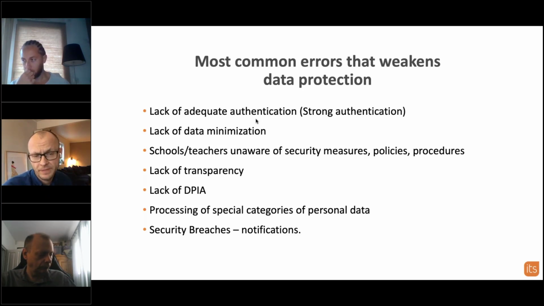Lack of transparency, meaning it's not clear what's actually happening with the data processing. And then lack of a DPIA. A DPIA, a data protection impact assessment, is like a risk assessment, and it's something that often should be used when you acquire, particularly when you start using, new technologies.